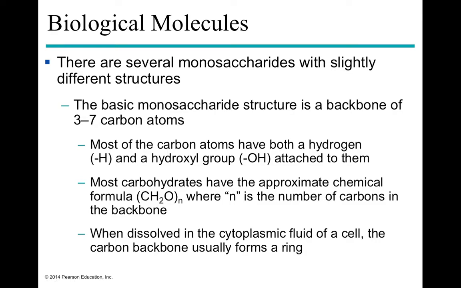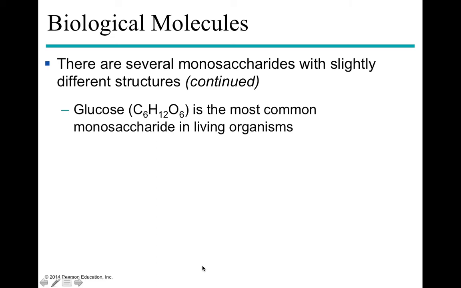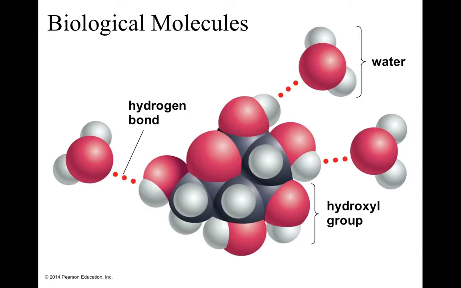And when it's dissolved, it's going to form a ring. So we're going to depict glucose or sugars as a 6-carbon ring. Some of them are going to be pentamers and 5-carbon rings. And glucose is going to be the most common monosaccharide that we're going to talk about. So you're going to see it depicted here.